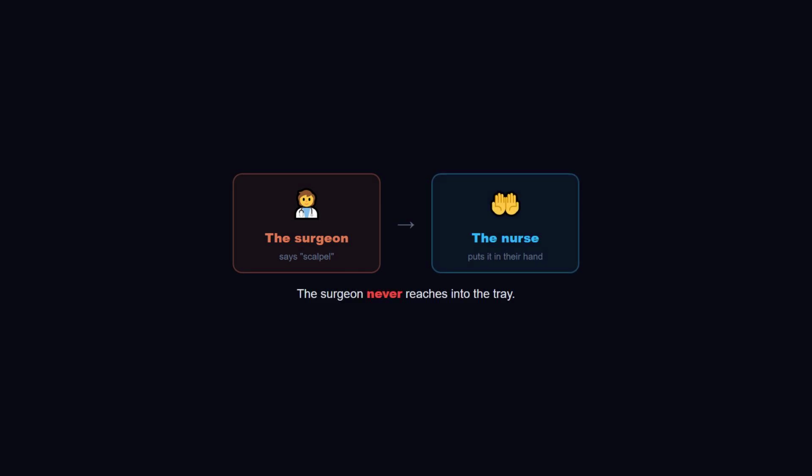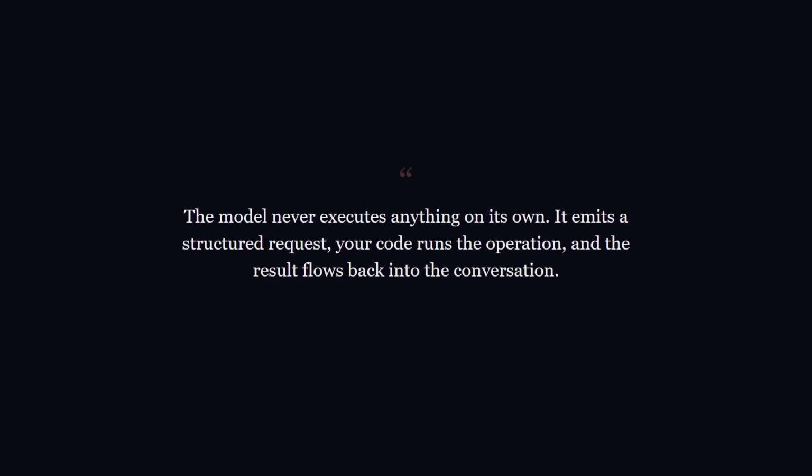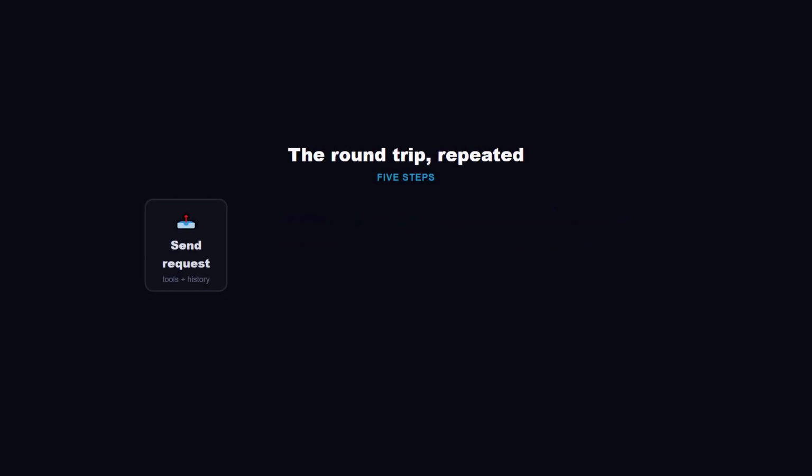Think of a surgeon. The surgeon never reaches into the instrument tray. They say scalpel, and a nurse puts it in their hand. Claude works exactly like that. Anthropic's docs put it bluntly. The model never executes anything on its own. It emits a structured request, your code runs the operation, and the result flows back. That round trip, repeated, is the agentic loop.